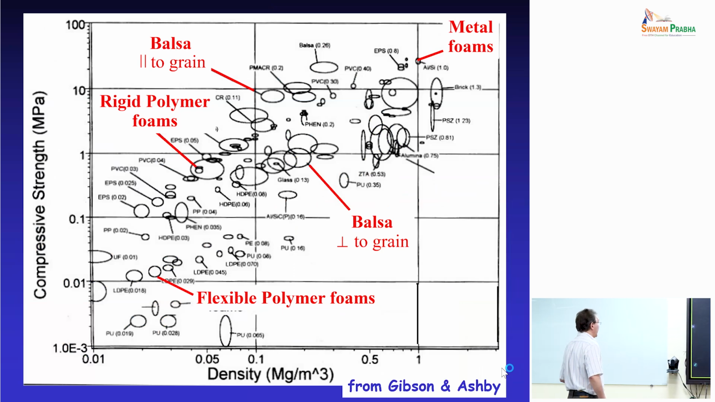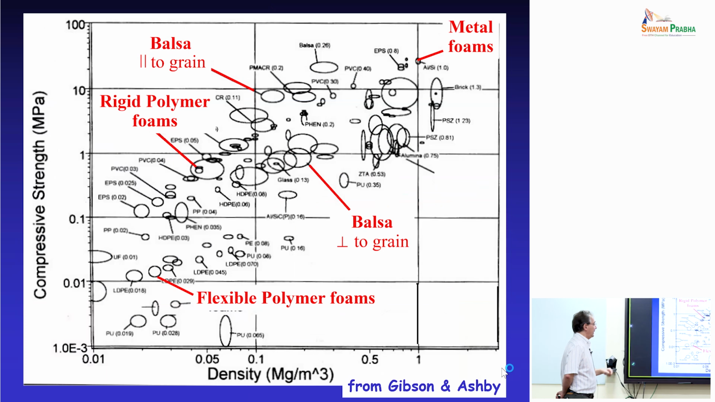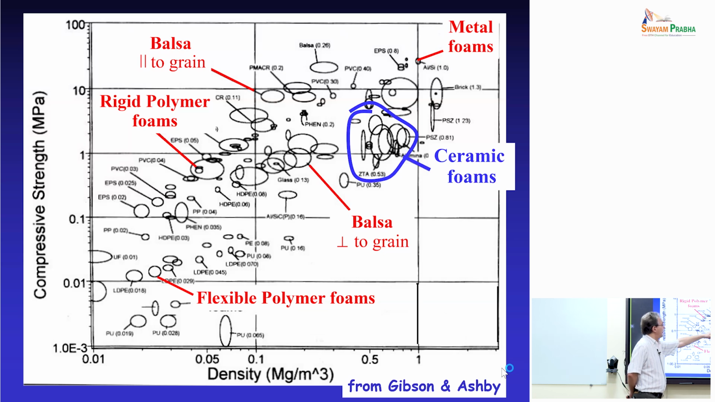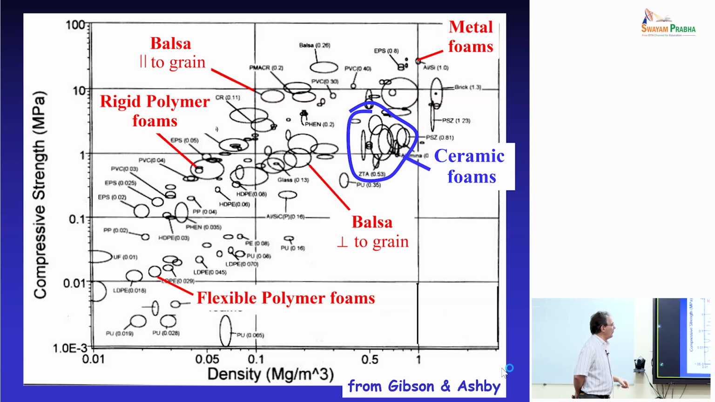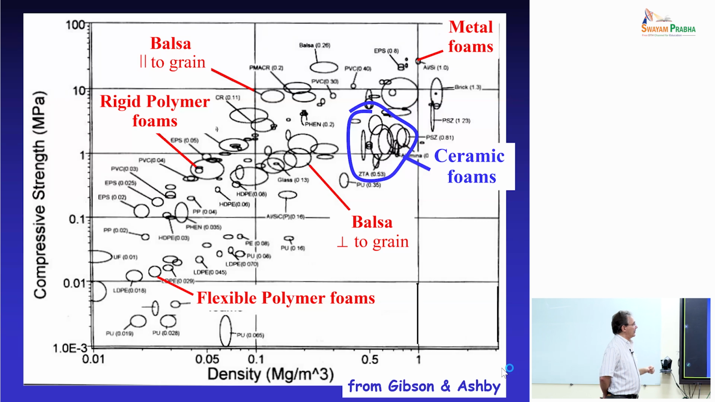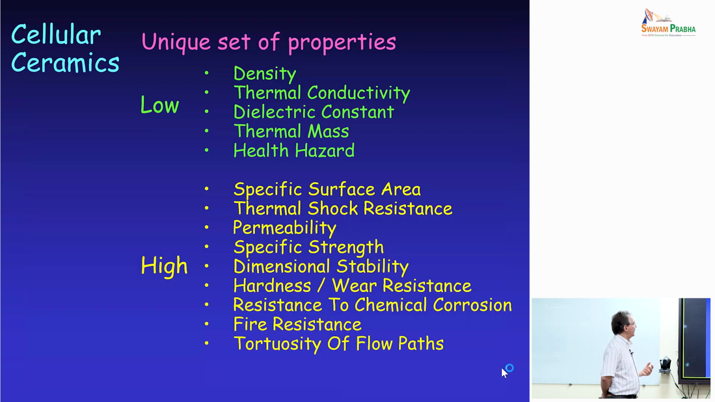So if you look at the work by Gibson and Ashby, who worked a lot on modeling of the properties of highly porous cellular materials, you can see that you can cover a very wide range of values in terms of density and compressive strength by changing the type of material you are working with. And ceramic materials are placed in this area. So ceramic foams allow you to obtain properties that cannot be delivered by other materials.